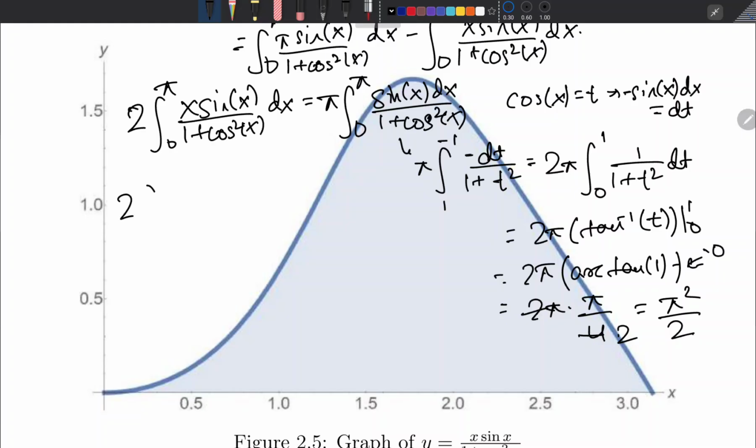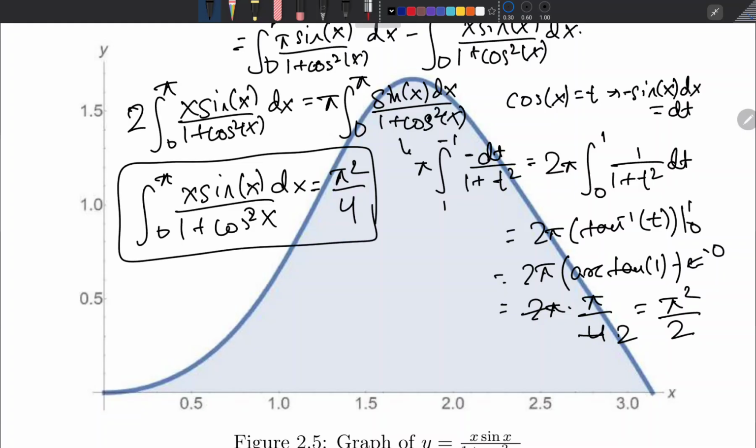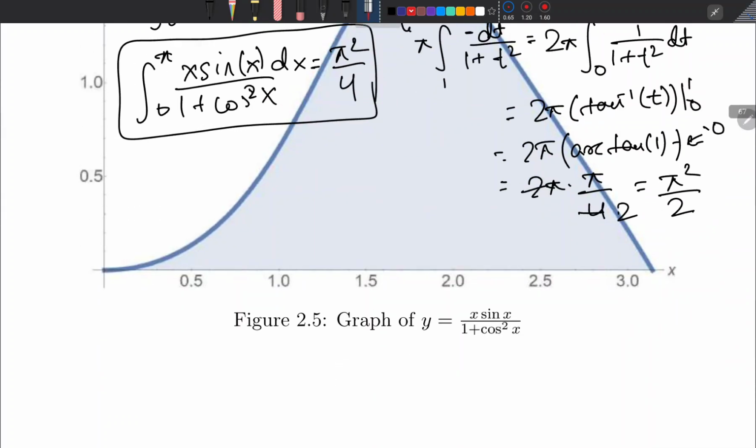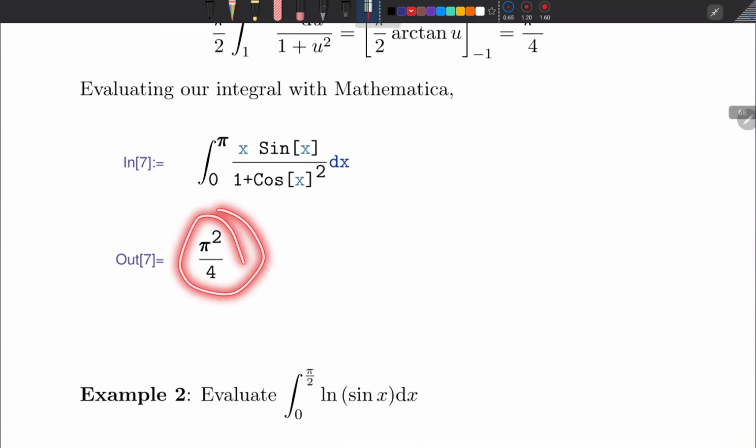So basically 2 times the integral from 0 to pi of x sine x dx over 1 plus cosine squared x is coming out to be pi squared over 2. So dividing both sides by 2, that's going to give us 4, because we had a factor of 2 in front of the integral on the left hand side. So I think the value of this integral is coming out to be pi squared over 4. Let me just check this out once. Yeah, so here it is.